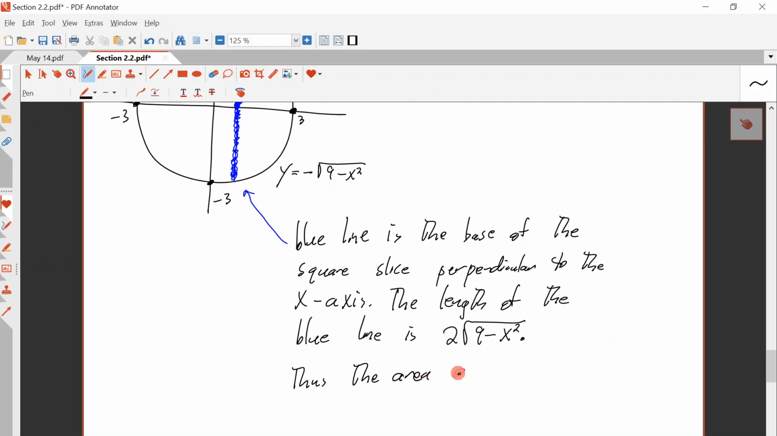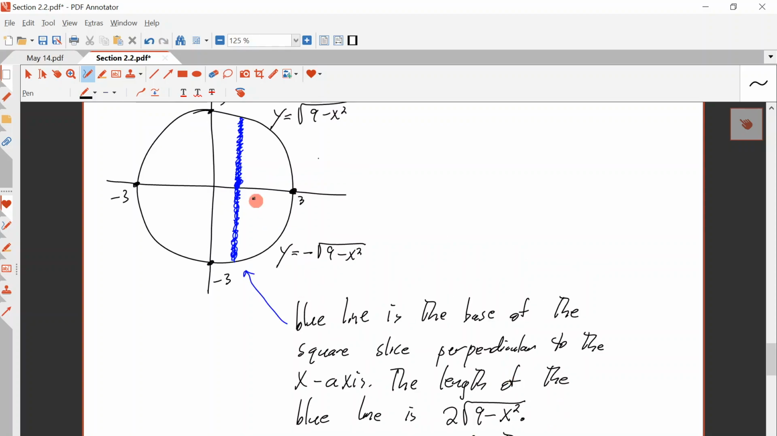The area of this square is A of x, which is equal to 2 square root 9 minus x squared. That's the length of one side, squared. So I got 4 times 9, so it's 36 minus 4x squared. So that's the area of the square at x. This is the x coordinate right here.